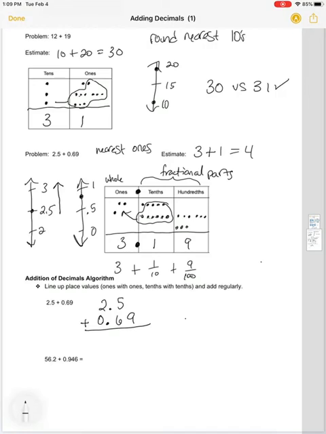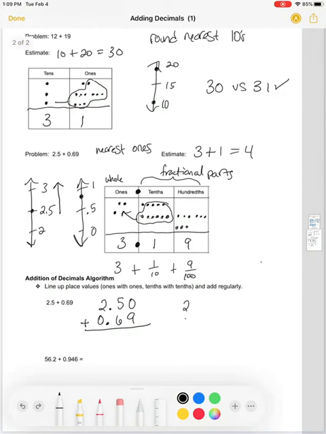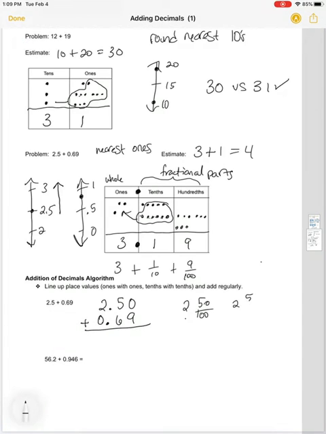Now you'll notice it looks a little strange to you, but we can put a 0 in here because 2 and 50 hundredths is the same as 2 and 5 tenths. We've just taken this and multiplied it by 10 on both top and bottom to get 2 and 50 hundredths. Okay, so now 9 plus 0 is 9. 6 plus 5 is 11. I'm going to carry, that's what happened up top here when we exchanged one group of 10 tenths for one. And now I have 3, and I bring my decimal straight down.